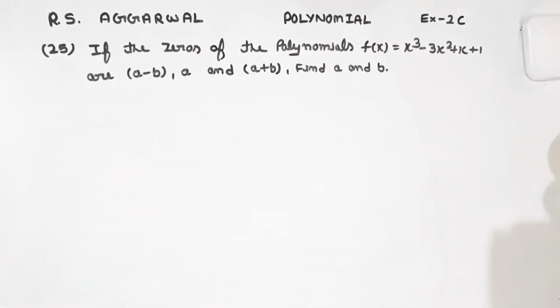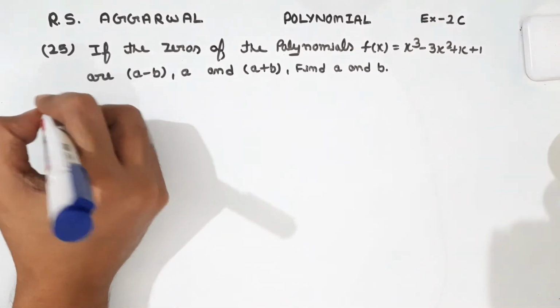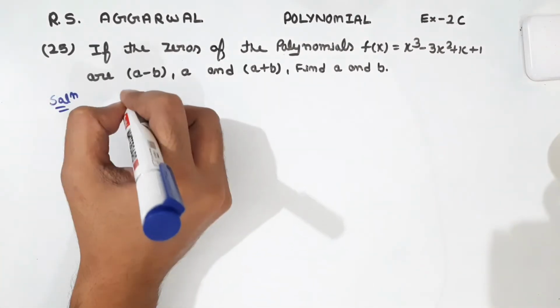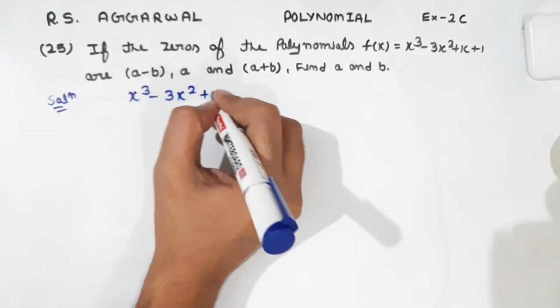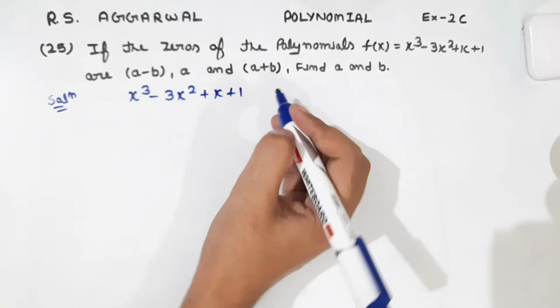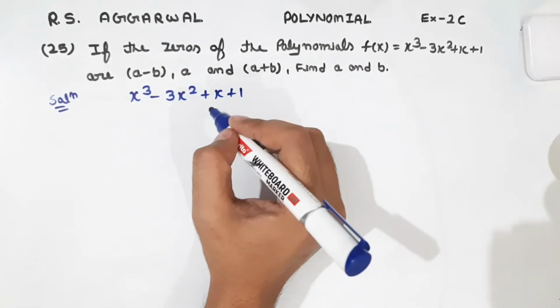R.S. Agrawal, chapter Polynomial, exercise 2C, question number 25. In question number 25, if the zeros of the polynomial f(x) equals x cube minus 3x square plus x plus 1 are a minus b, a and a plus b, then find a and b. So in this problem we have a cubic polynomial x cube minus 3x square plus x plus 1. We have been given the three zeros of this polynomial.